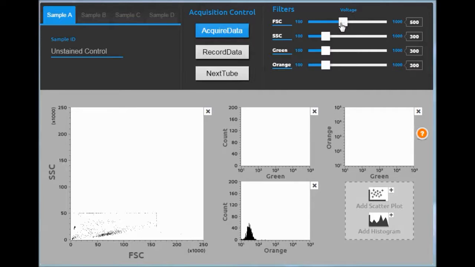If we turn the PMT up, the photon or the dot moves up or down in the plot that we have for that detector.